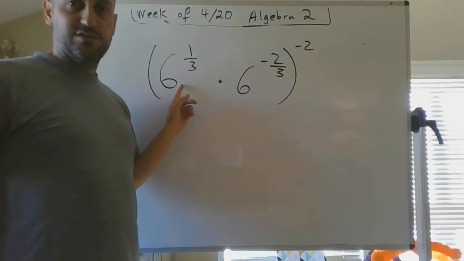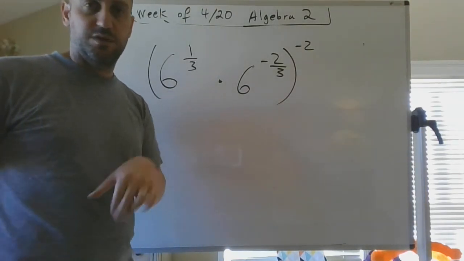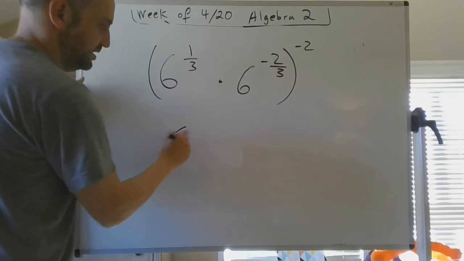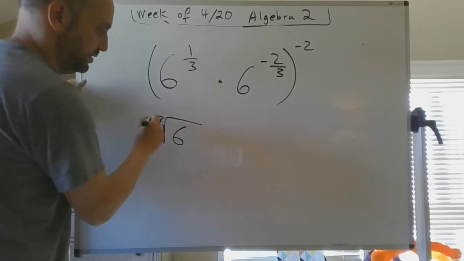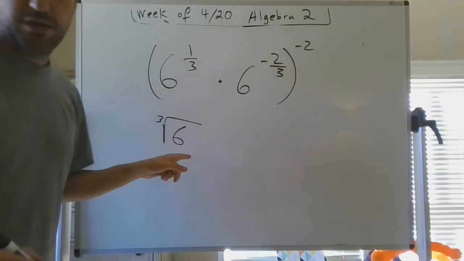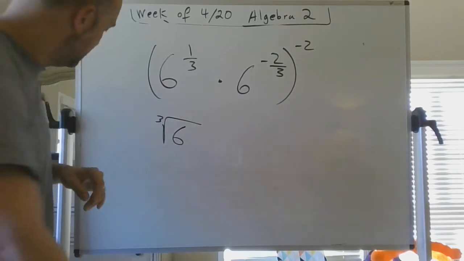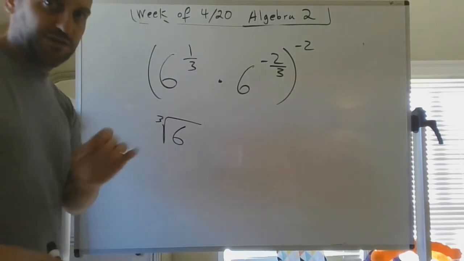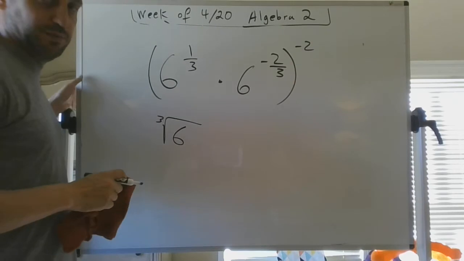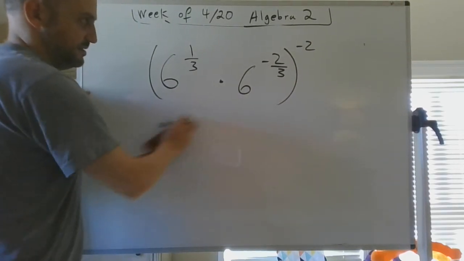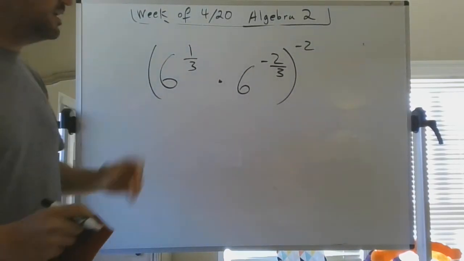I'm going to tell you right now, there's no point of actually trying to do 6 to the power of 1/3, because that would be 6 to the power of 1 to the cube root. There is no perfect cube root of 6. Okay? There's a cube root, but not a perfect cube. And same with that. So I'm just going to leave that as is.